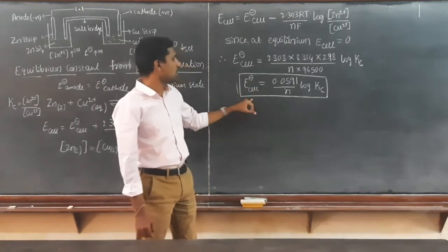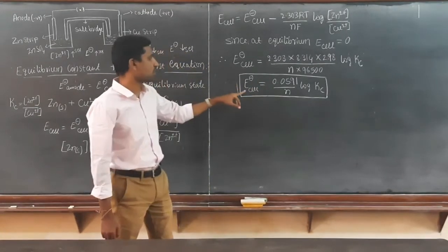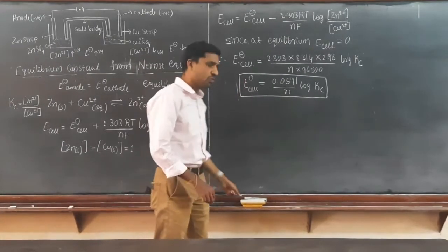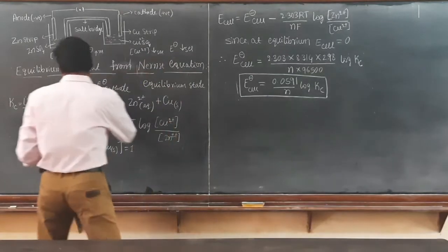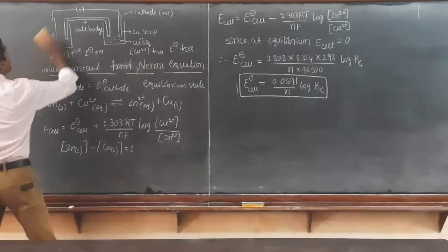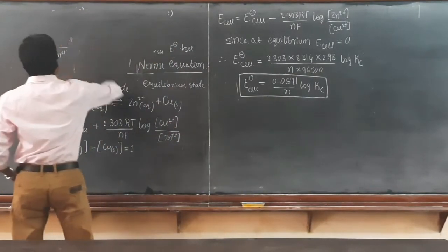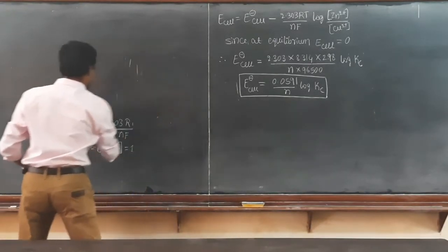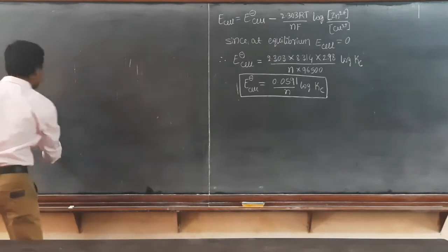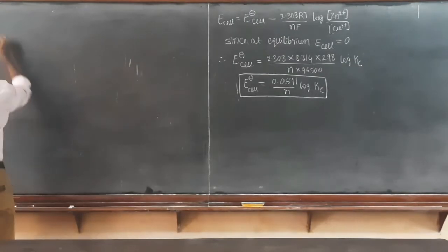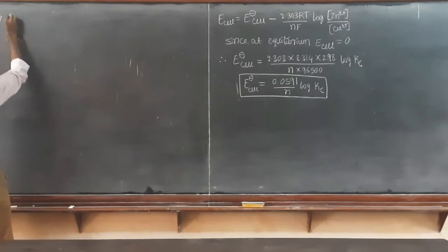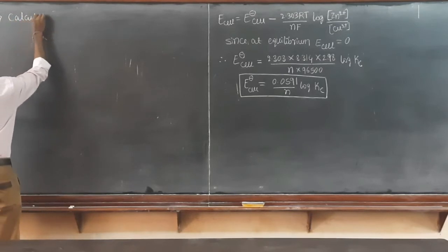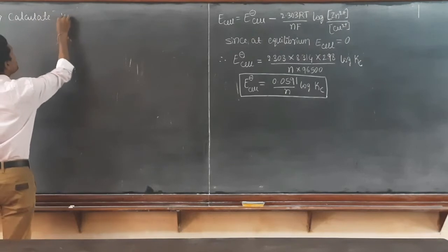So in general, the equilibrium constant from the Nernst equation can be calculated by using this equation. Based on this one, we have solved some of the problems. Under the first problem, calculate Kc for the reaction.